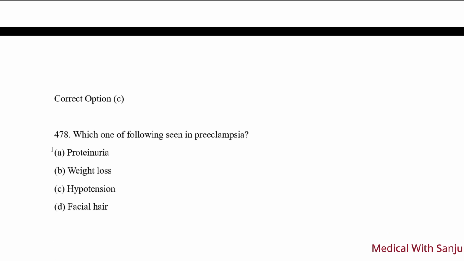Question number 478. Which one of the following is seen in preeclampsia? Option A proteinuria, option B weight loss, option C hypotension, and option D facial hair.